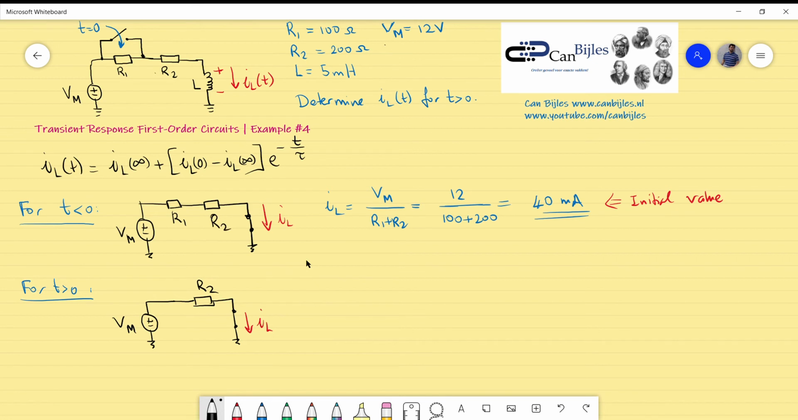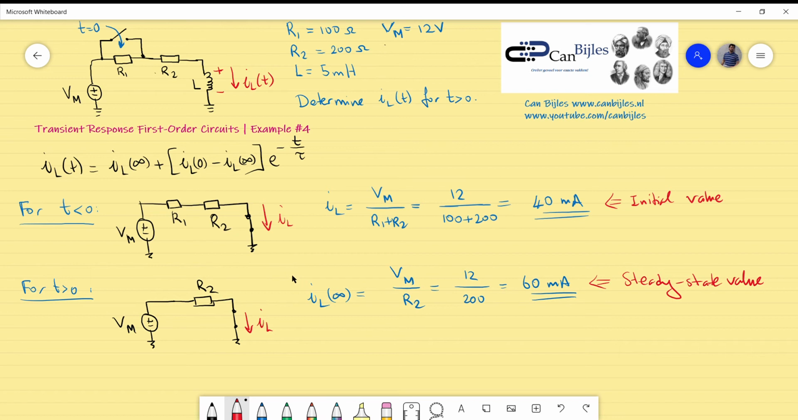So what we have is the IL for the steady state. That's the notation for IL steady state. That will be Vm divided by R2. It's the exact same situation, only one resistor less, so that will be 12 divided by 200, which is 60 milliamps. And this will be our steady state value. Alright, so that means only the time constant remains.